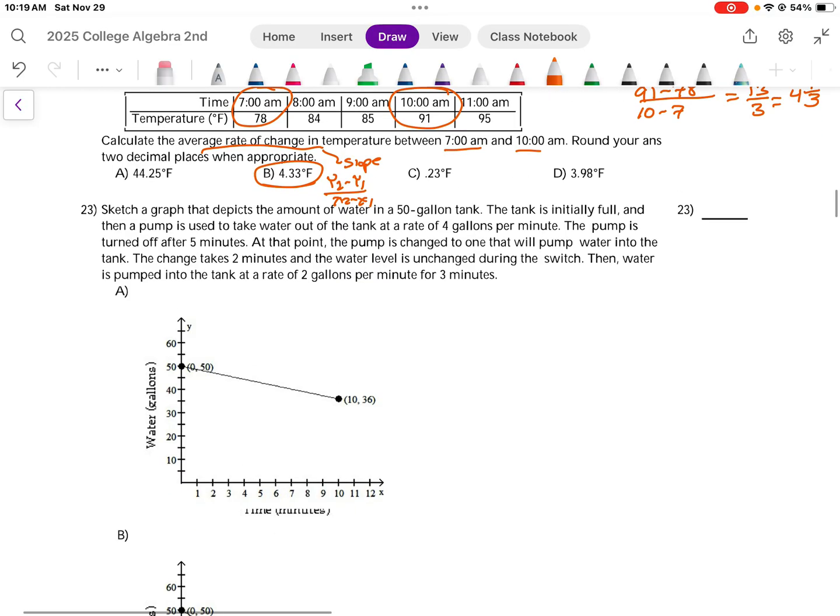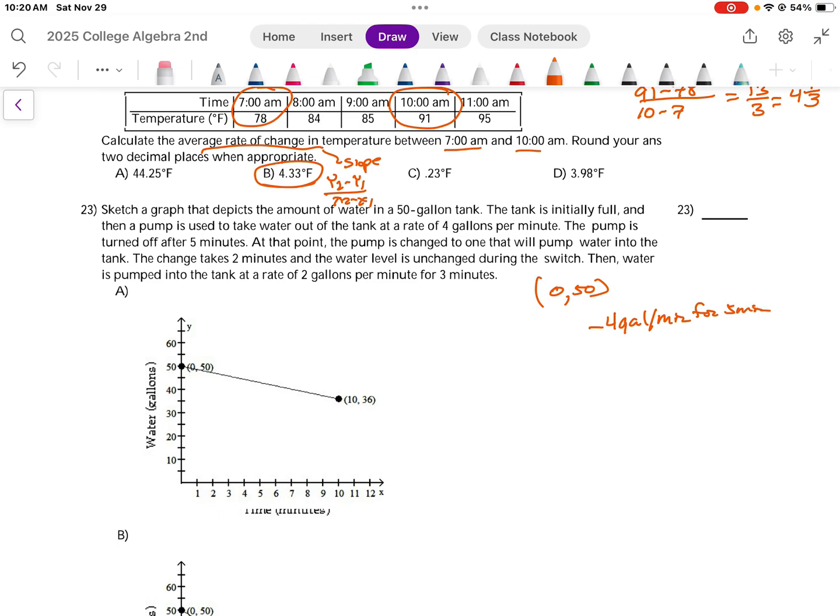Sketch a graph that depicts the amount of water in a 50-gallon tank that is initially full. So it's got to start off at 50. So my initial amount is (0, 50). And then a pump is used to take the water out of the tank. It's 4 gallons per minute, and then it's turned off after 5 minutes. Okay, so decrease 4 gallons per minute for 5 minutes.